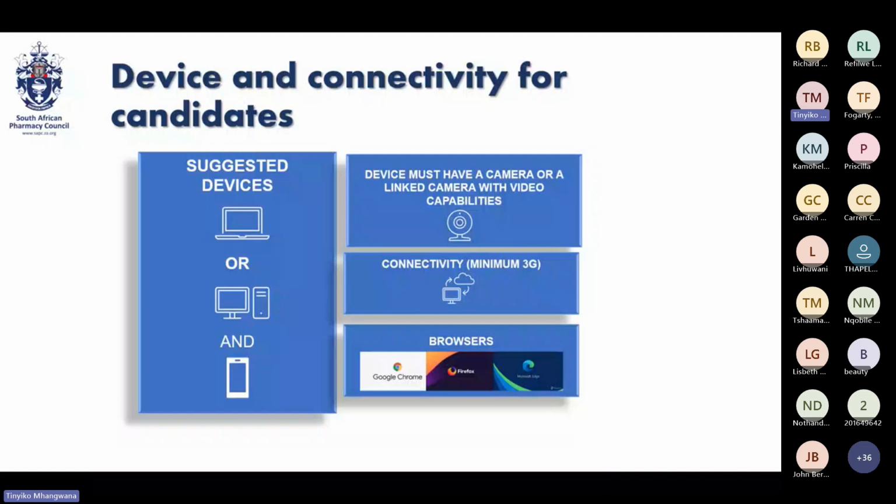Now, there are two devices that you need to have when you are writing the exam. You need to have your laptop with you, as well as a cell phone or a tablet. You can use a tablet as the second device. So ensure that when you are writing the exam, you have those devices and you have a connection to the internet, wherein you will be expected to have a minimum of around 3 gig of data that you're going to use.